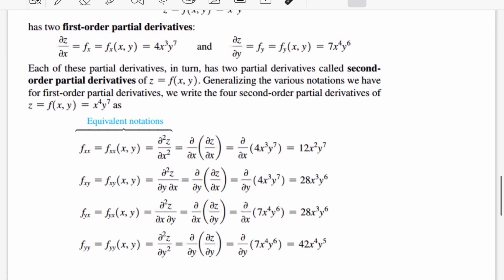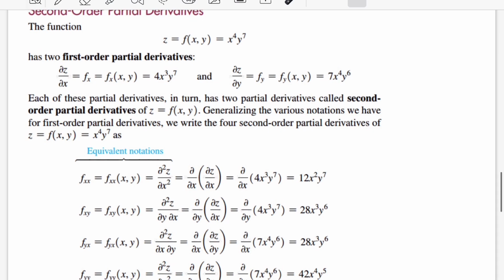For example here, the four second order partial derivatives of this function here are laid out here. So here we have f sub xx, and what this means is we're taking the second order partial derivative of our function f with respect to x twice. So that's exactly what we'll do. We take the partial derivative of our function with respect to x, then take the partial derivative of that result with respect to x here.